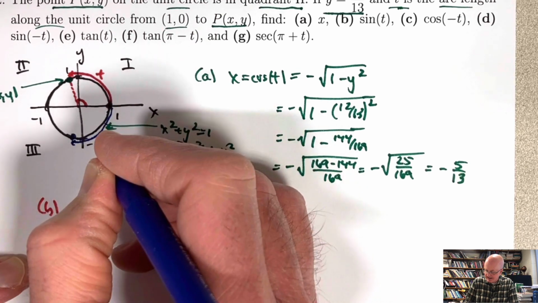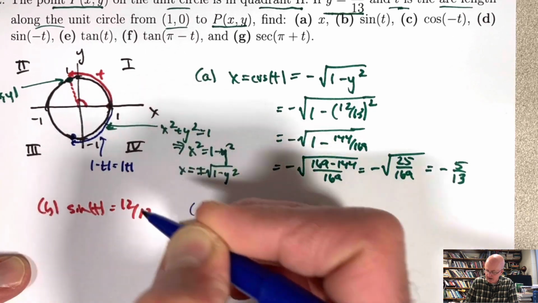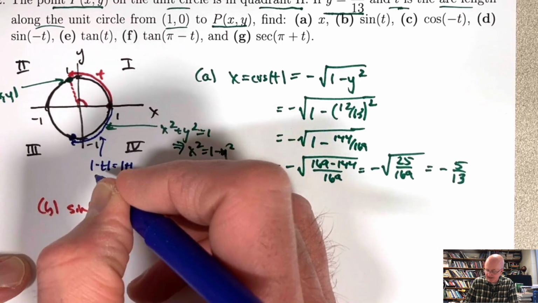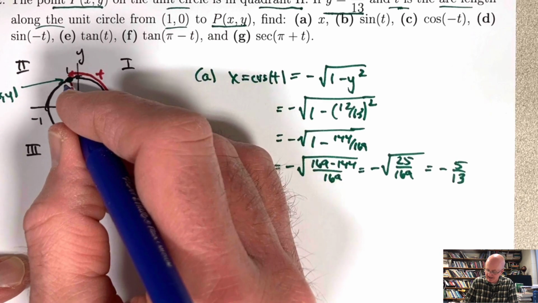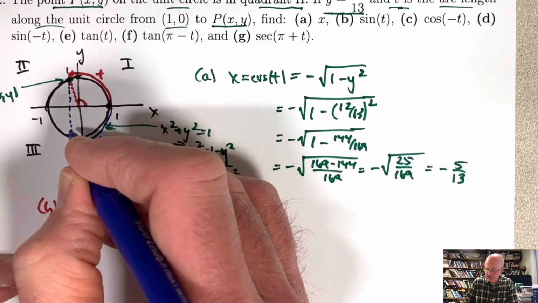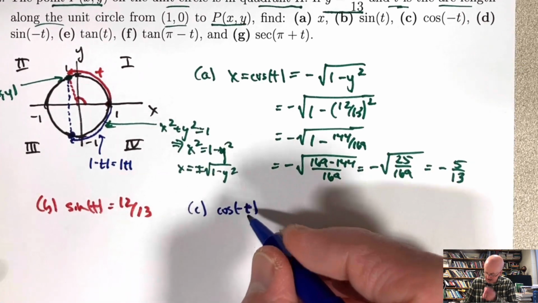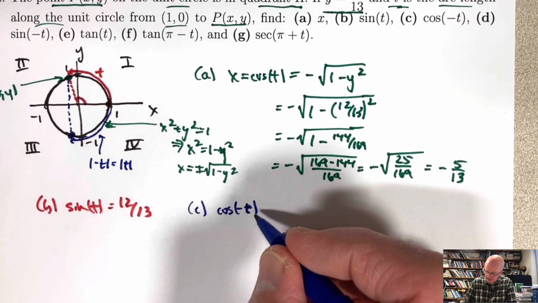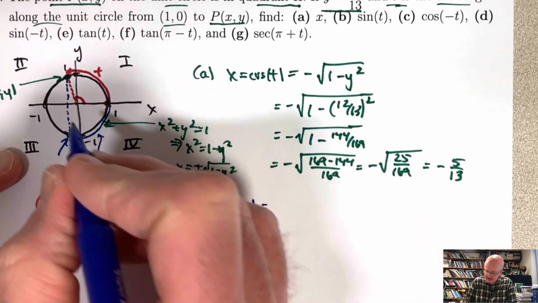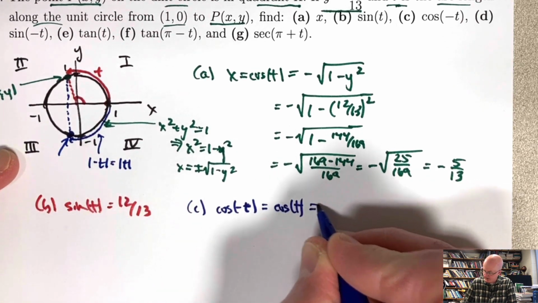You go a distance of the absolute value of negative t, which is the same as the absolute value of t, which if t is positive is t itself, to be at this point. The negative sign just means go clockwise. We're going to be at the opposite point across the x-axis here. In particular, notice that means the x-coordinates are going to be the same, and the y-coordinates are going to be opposites. Cosine of negative t is the x-coordinate of this point right there. The x-coordinate is the same. This is going to be the same as cosine of t itself, which we already found to be negative 5/13.